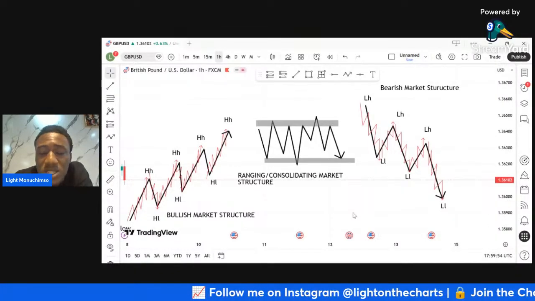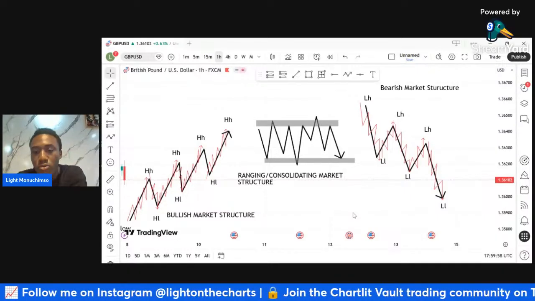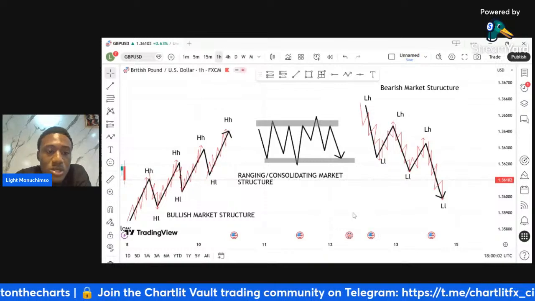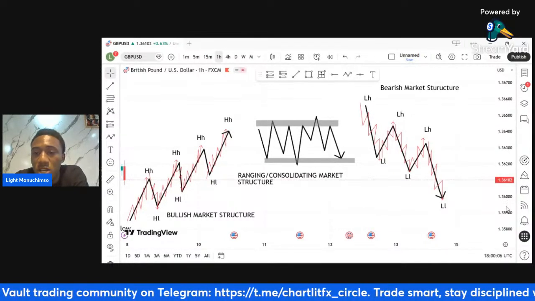So if this makes sense to you, drop number 6 in the chat box so we get to move on. I want to make sure everyone is carried along. Drop number 6 in the chat box.